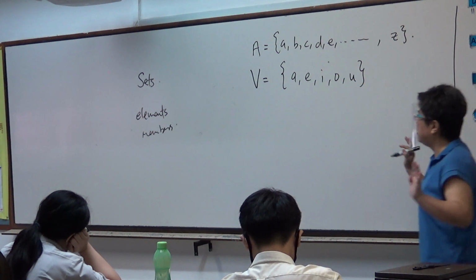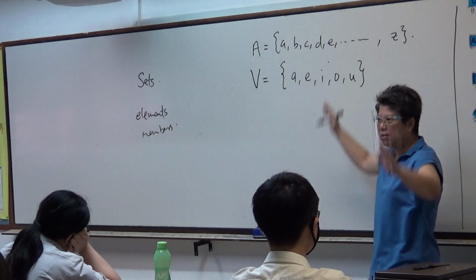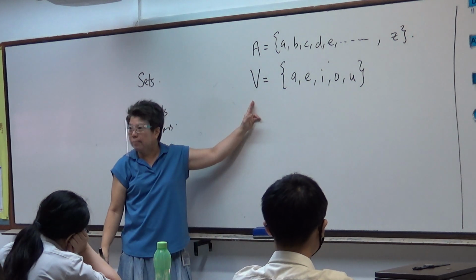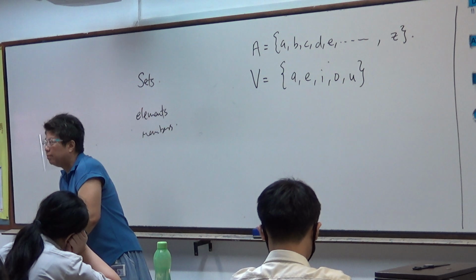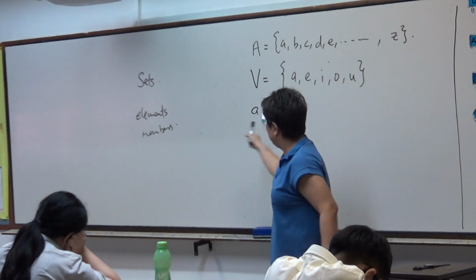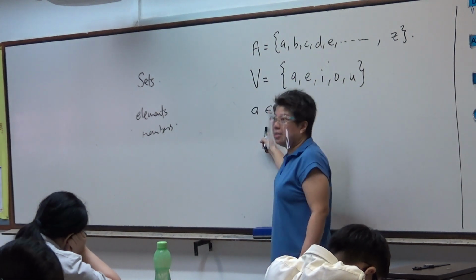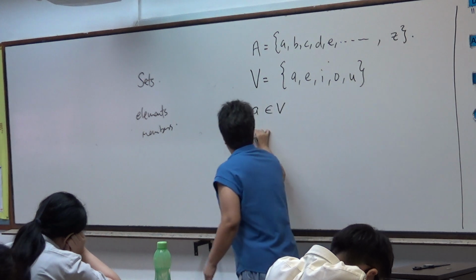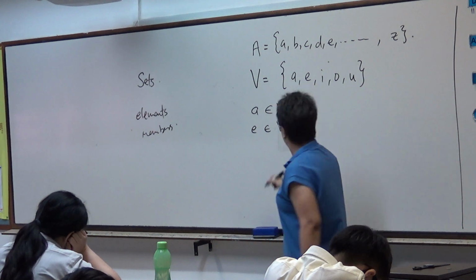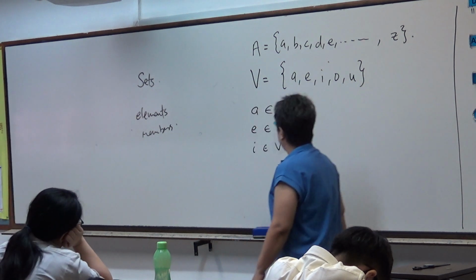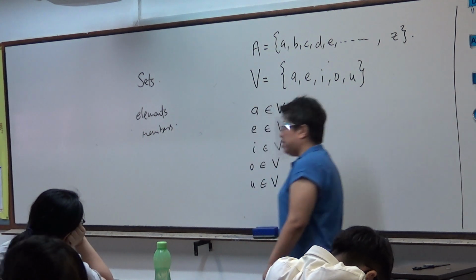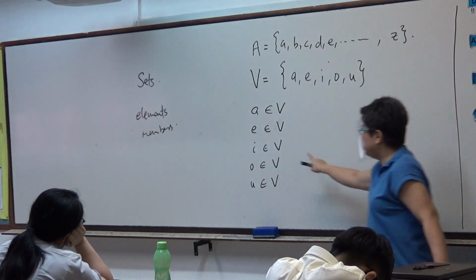I'm going to use these two as examples. Do you agree that A belongs to V? That means A is in the set V. So A is an element of V. This symbol means it's an element of, or is a member of the set. That means I can say E is an element of V as well, right? And I is an element of V, O is an element of V, and U is an element of V, right? This one means it's an element of.